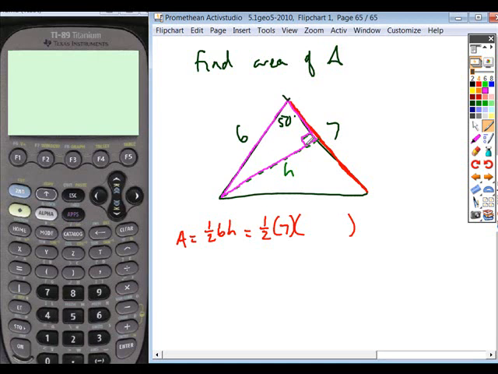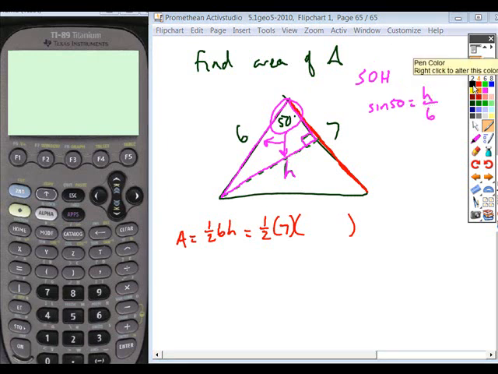When we look at this right triangle, we have an unknown side, we have an angle, and we have a hypotenuse. So what trig ratio will relate this angle to the opposite side and the hypotenuse? It's sine, right? So we can use sine of 50 degrees equals opposite h over hypotenuse 6. To solve for h, we only need to multiply both sides by 6. So now here is my expression for h: 6 times the sine of 50.